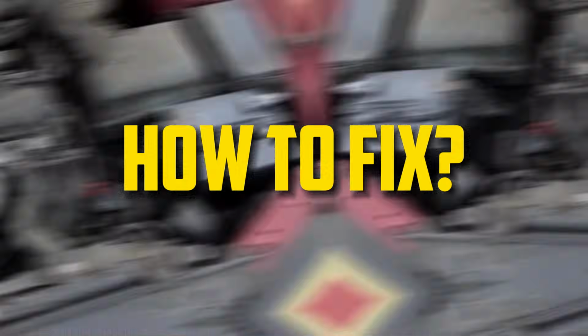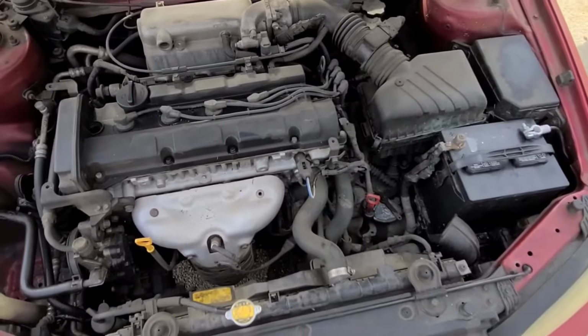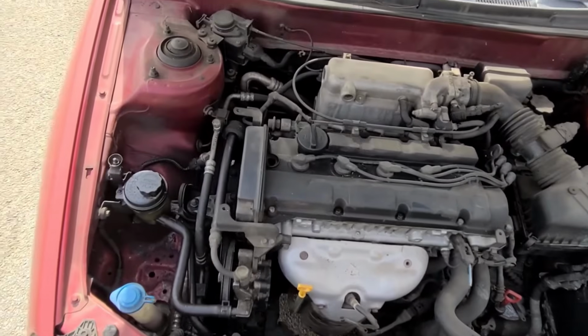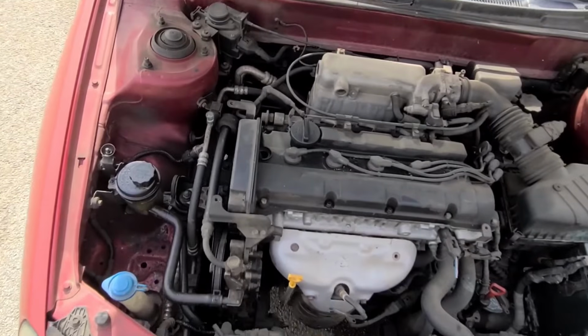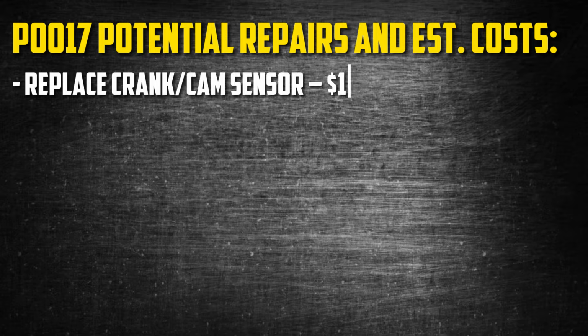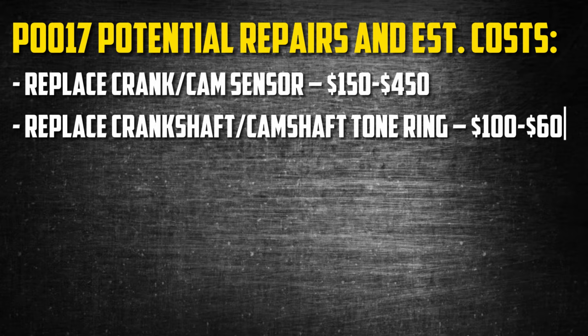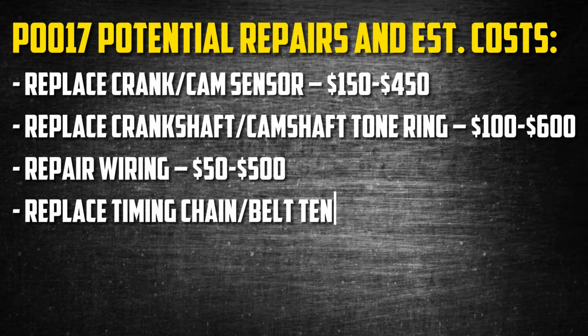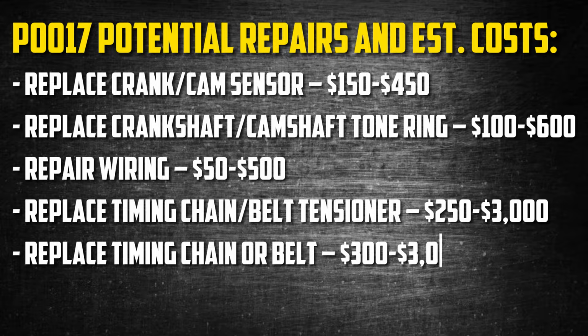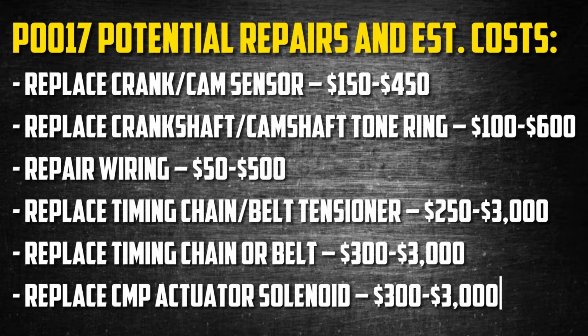How to fix? You should carry out a thorough diagnosis before replacing any parts. If you decide to have the work done in a shop, here are a few potential repairs and their estimated costs. Replace crank or cam sensor, $150 to $450. Replace crankshaft or camshaft tone ring, $100 to $600. Repair wiring, $50 to $500. Replace timing chain or belt tensioner, $250 to $300. Replace timing chain or belt, $300 to $300. Replace CMP actuator solenoid, $300 to $300.